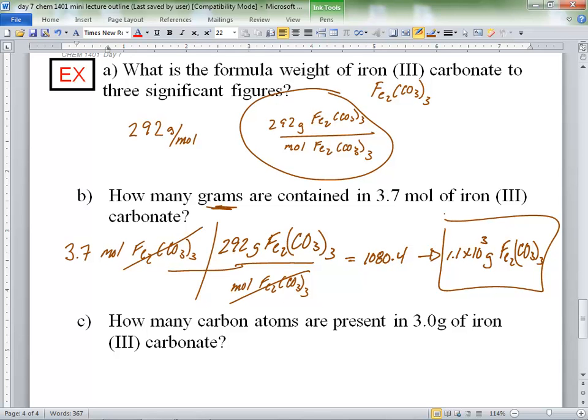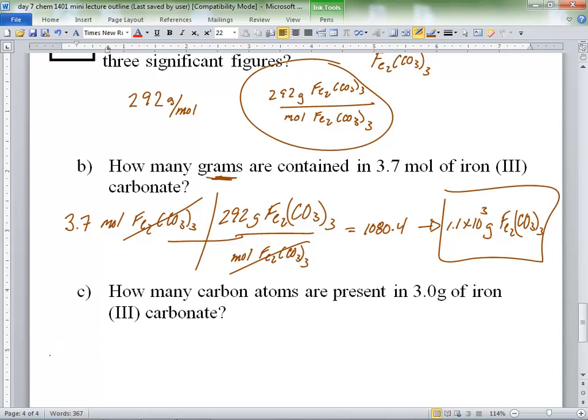How many carbon atoms are present in 3 grams of iron 3 carbonate? So you've got 3 grams of iron 3 carbonate. All right, Clarissa, you've got 3 grams of iron 3 carbonate. So we start with 3 grams of iron 3 carbonate. Yes, exactly. That's the logical way I'm trying to get you to get started on this.